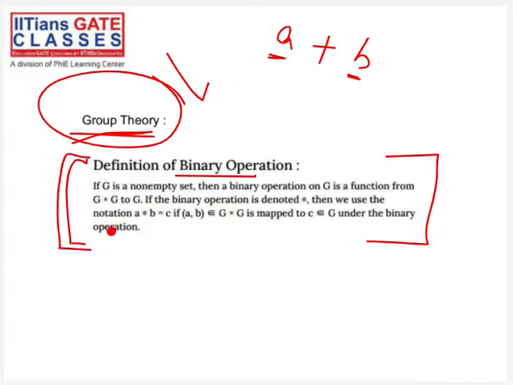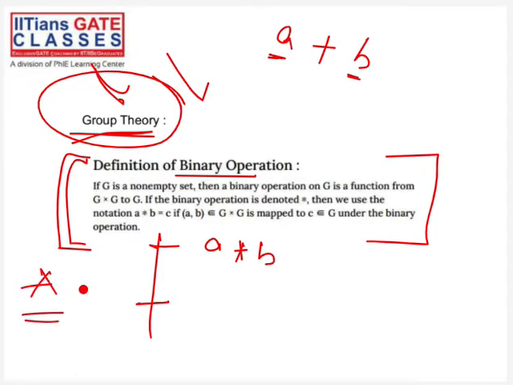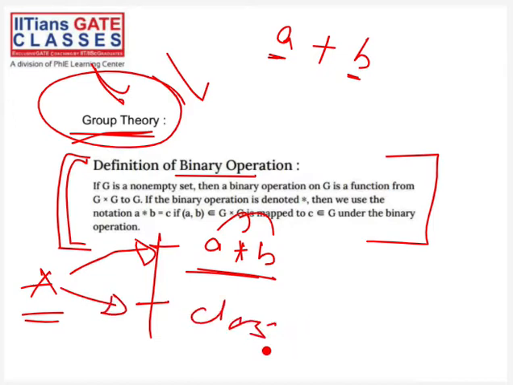Also, in our group theory, remember, whenever we say binary operation, that means two things. Let's assume I am saying that star is a binary operation, then two things must be satisfied. The first is that star must apply on two operands. The second is the closure property. We have already seen closure property.